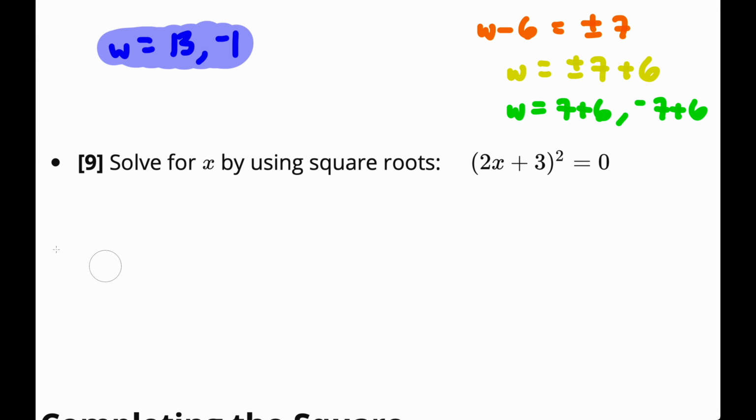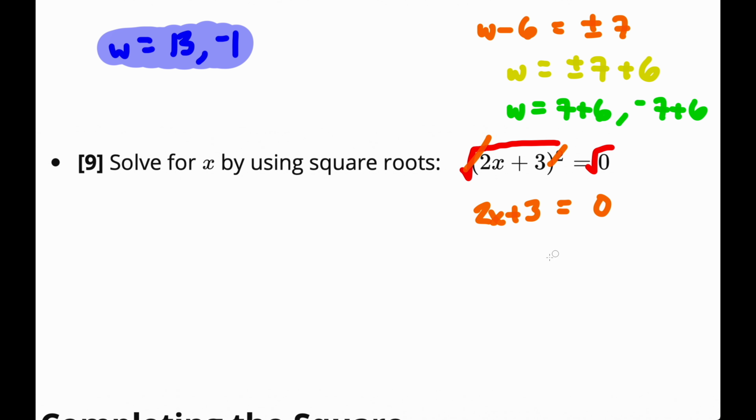All right, the next one says solve by using square roots. You really don't need a square root on this one, but it says to do it, so I'm going to do it anyway. And it's going to cancel out this squared here, and you're going to be left with 2x plus 3 equals plus or minus 0. But there is no such thing as plus or minus 0 because 0 is neither positive nor negative, so I'm just going to keep it as 0.